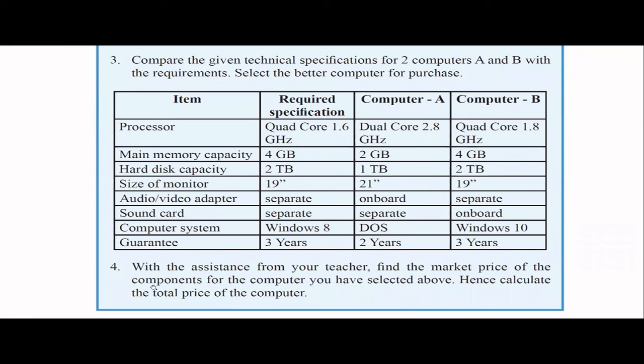So the last one, with the assistance of your teacher, find the market price of the components of the computer you have selected above. Hence, calculate the total price. Now, I didn't do it because all the market prices have changed. So it would be better you go to a computer shop, right? No need to be a very reputed one. You can go to a small shop even and give the specification. Okay, I want to buy this kind of specification computer. Can you give me prices for this, right?